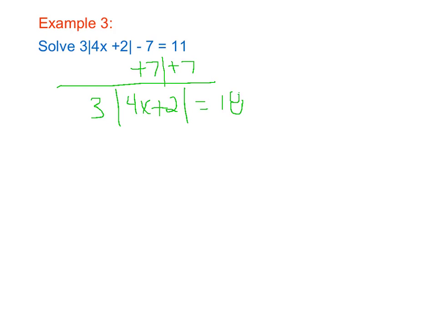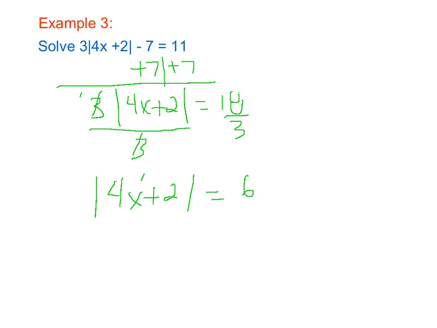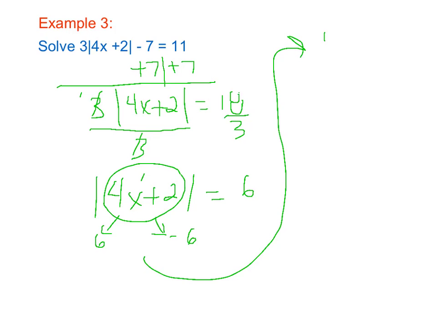And then continuing on from here, since we've got 3 times the absolute value, because we want to get the absolute value piece by itself, since it's being multiplied by 3, we're going to divide all of this by 3. And if you divide that side by 3, you've got to divide the other side by 3. That becomes 1. So then you have the absolute value of 4x plus 2 equal to 6. And that means that everything inside of here could be equal to 6, or it could equal negative 6. So I'm going to bring that up over here. We've got 4x plus 2 equals 6. And we also have 4x plus 2 equals negative 6.